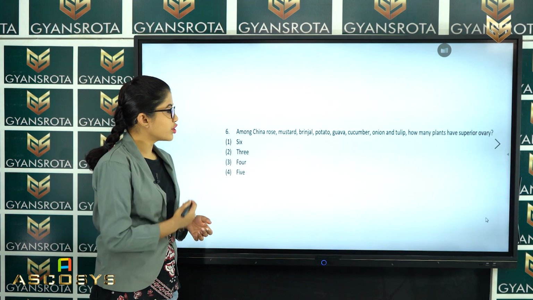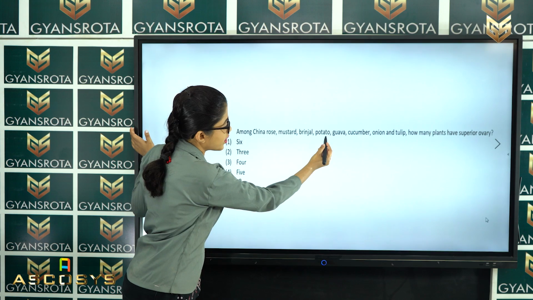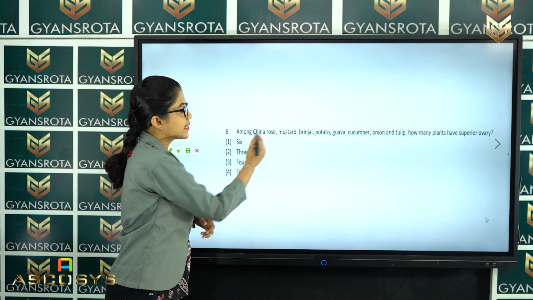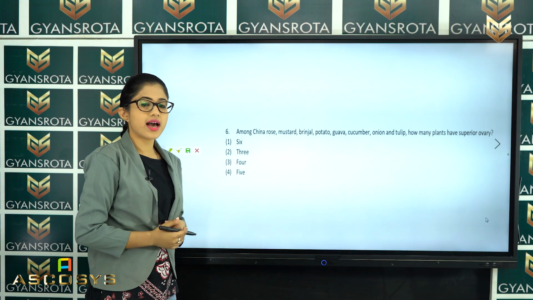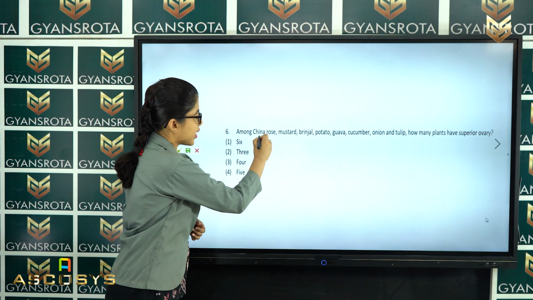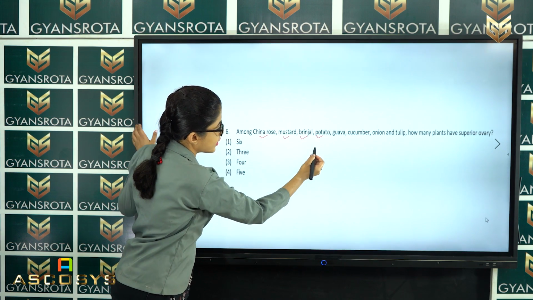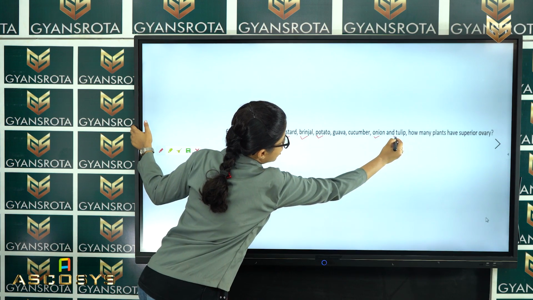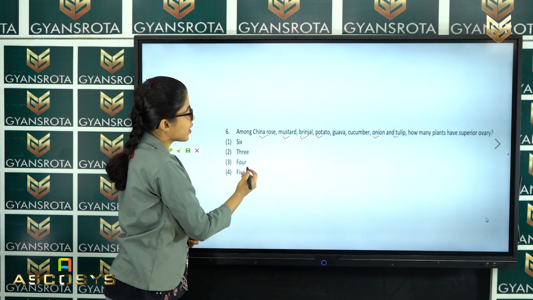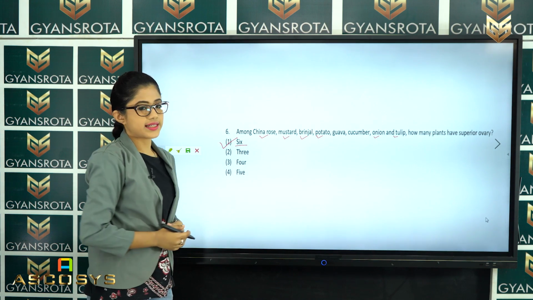So, in this question it is given that China rose, mustard, brinjal, potato, guava, cucumber, onion and tulip. So, among all these examples, which are having the superior ovary? That is the China rose, mustard, brinjal, potato, onion and tulip. So, how many plants have we got? We have got 6 plants. So, option number 1 is the correct answer.